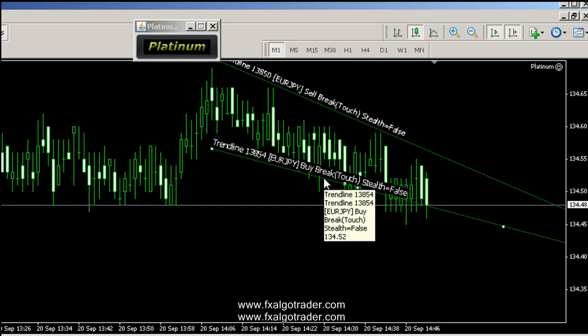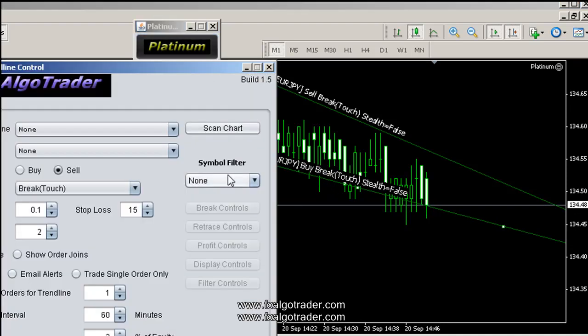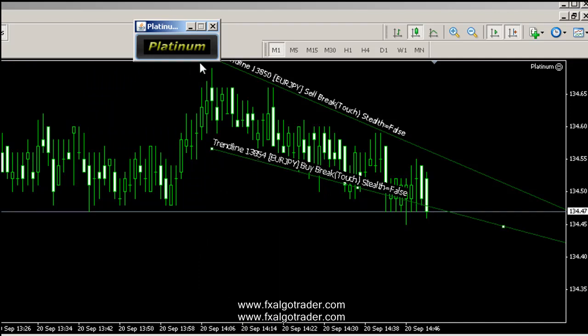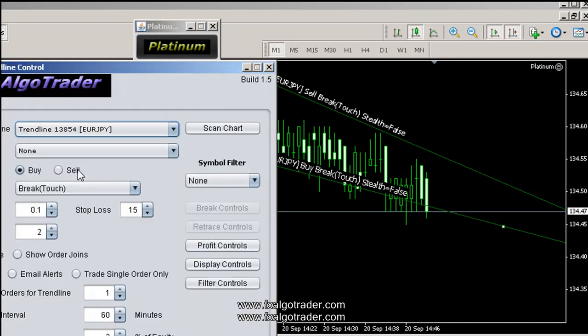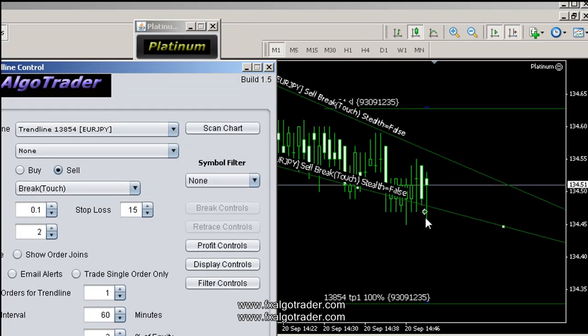Sorry, we've got a buy break touch, haven't we? So again, I've mucked up the actual configuration here. Should have been a sell break touch. So basically, that trend line is configured wrong. It should be sell break touch. So I'm just redoing that, and there we go. There's the trade triggered for us.